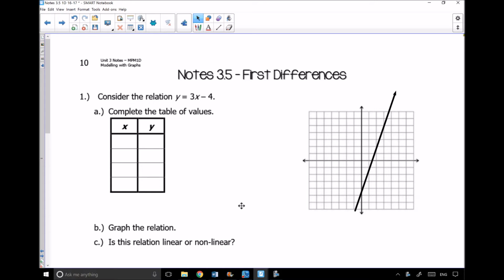Hi, ladies and gentlemen. We are looking at notes 3.5, which are on first differences. And question number 1 asks us to consider the relation y equals 3x minus 4.